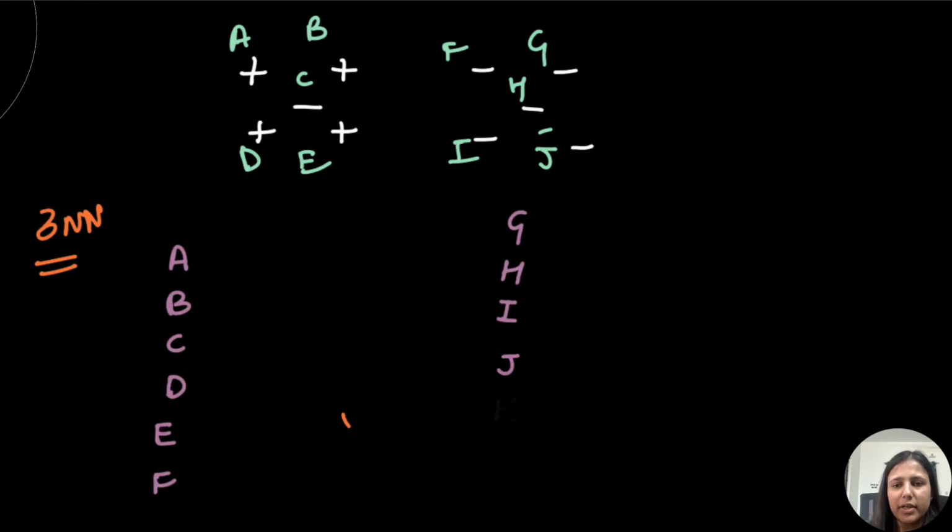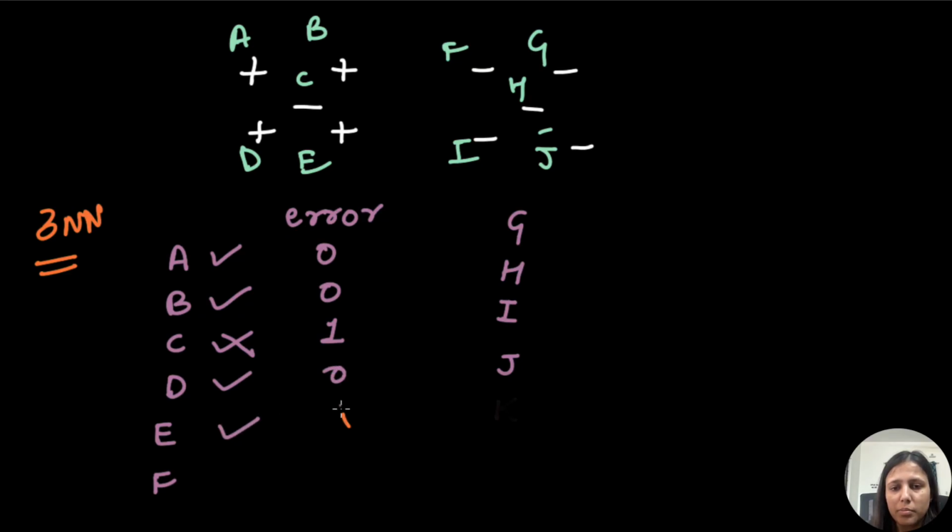So if I have to write the error: A is classified correctly, so error is 0. B was classified correctly, so the error is 0. C was not classified correctly, so error was 1. D was classified correctly, so error is 0. E is 0. F is 0. G is 0. H is 0. I is 0. And J is also classified correctly, so error is 0. So the total error is 1 by 10, right?